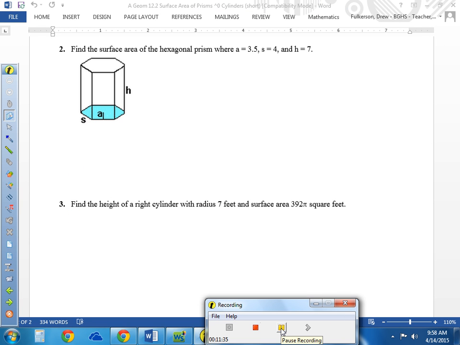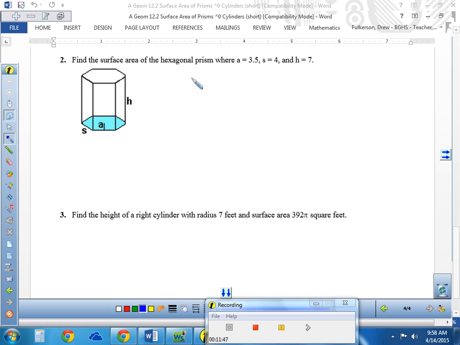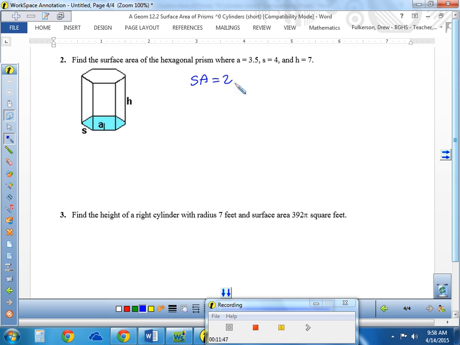I'll go ahead and warn you, this next one is a little more challenging. This is a hexagonal prism. So what we need to do is still use our prism formula, which says 2B plus pH. So I'll get that going. So once again, we need our area of the base, perimeter of the base, and our height for this picture.